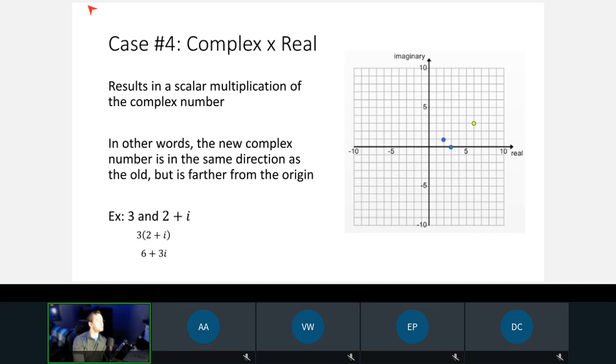So if I did a straight line, let me get my line tool out. If I drew a line from the origin, I would go through those points. Everyone see that? So it's the same direction from the origin, just further out. That's what a real times the complex number does.